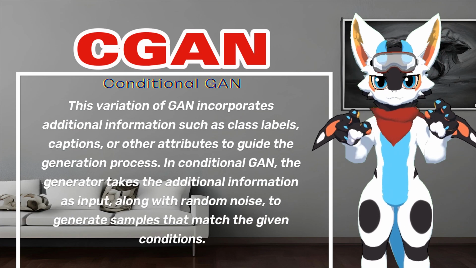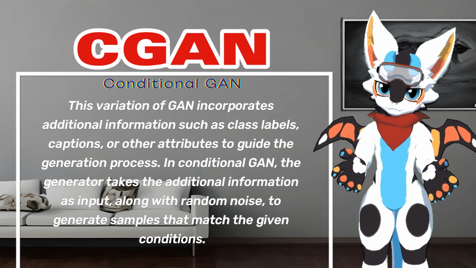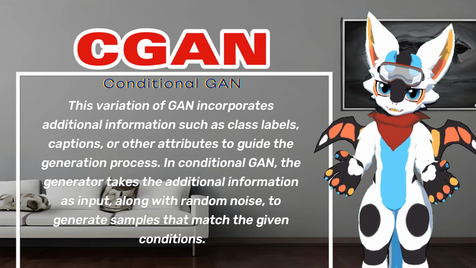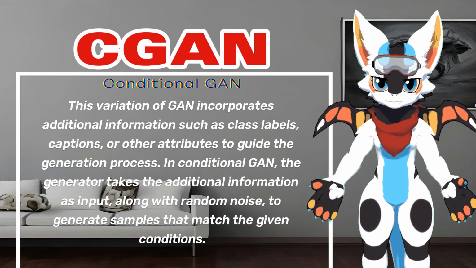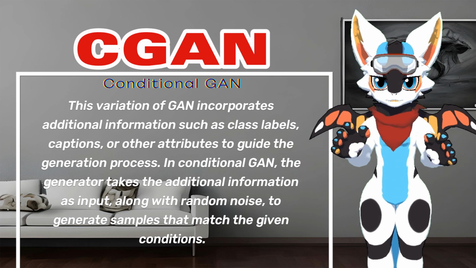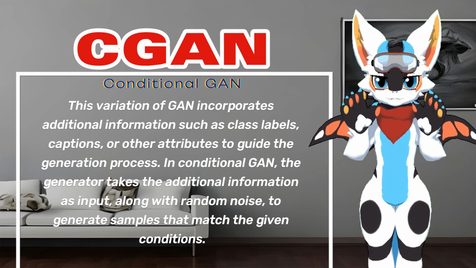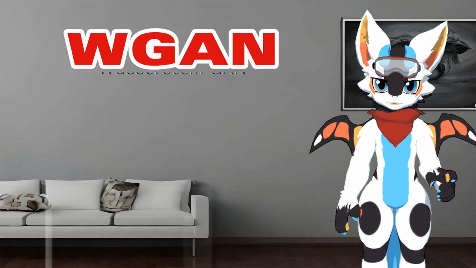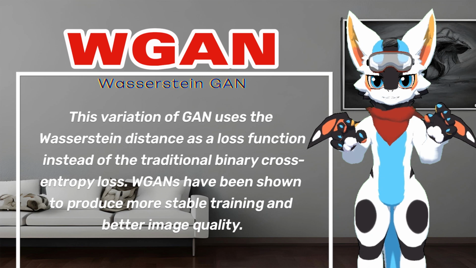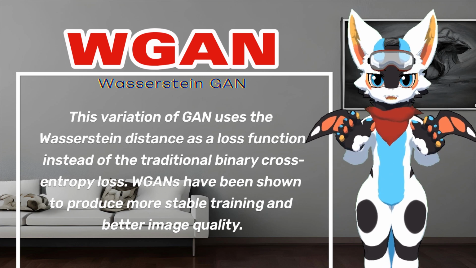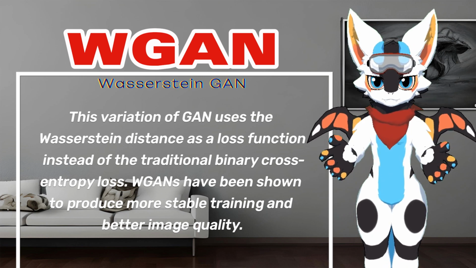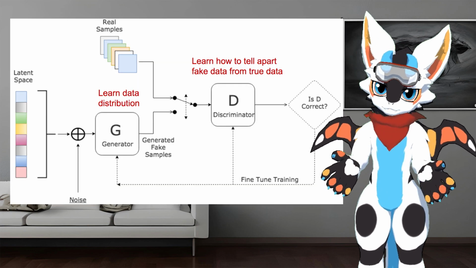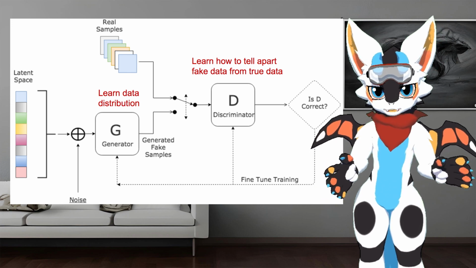This variation of GAN incorporates additional information such as class labels, captions, or other attributes to guide the generation process. In conditional GAN, the generator takes the additional information as input, along with random noise, to generate samples that match the given conditions. Wasserstein GAN, WGAN. This variation of GAN uses the Wasserstein distance as a loss function instead of the traditional binary cross-entropy loss. WGANs have been shown to produce more stable training and better image quality.